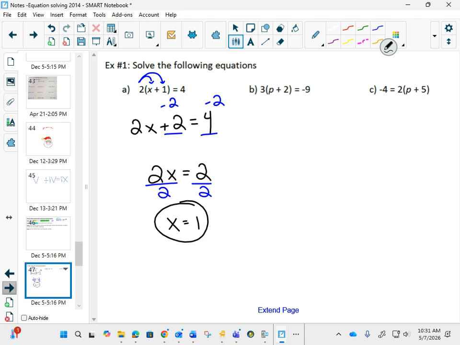And you can always check your answer by plugging the answer you got back into the original one. Can you see if you put a 1 where the x is? And you do the mental math, 1 plus 1 is 2. 2 times 2 is 4. It works.